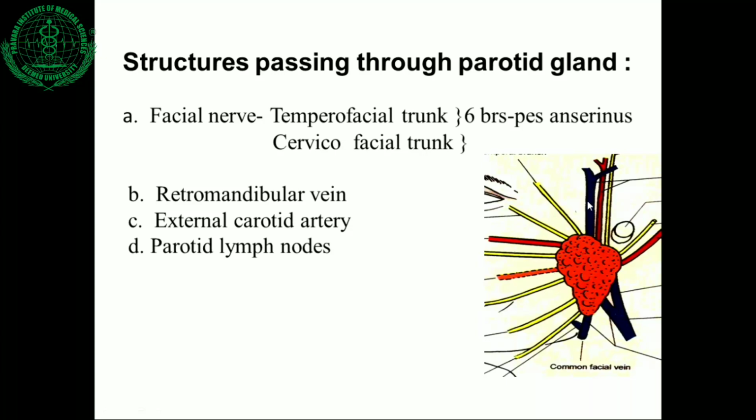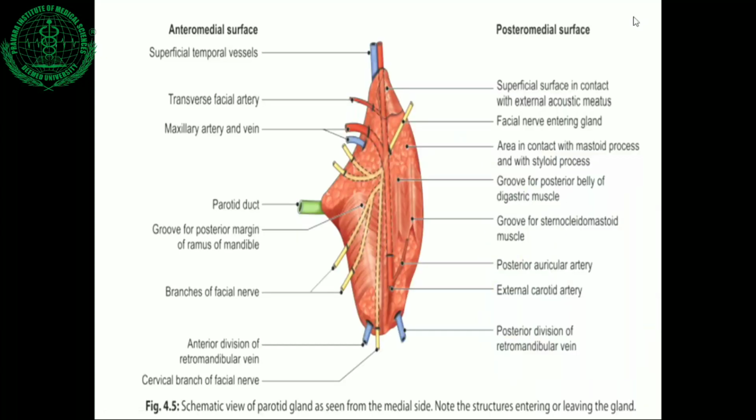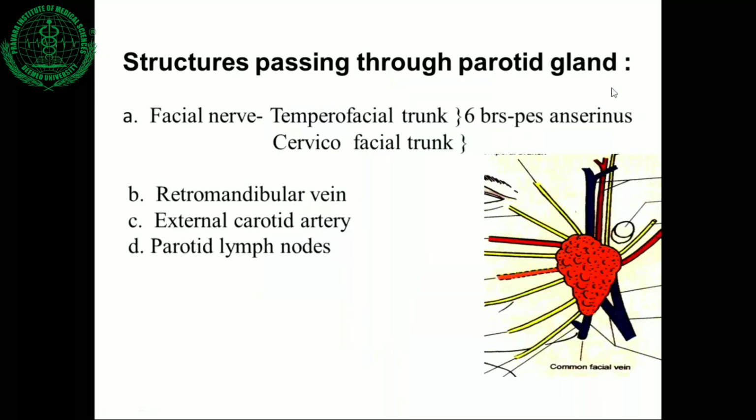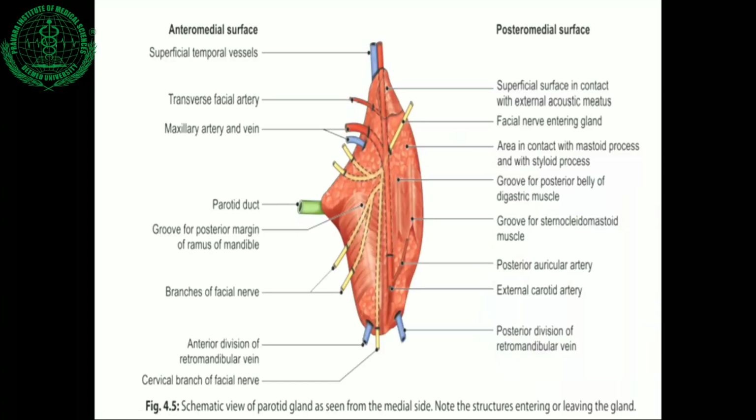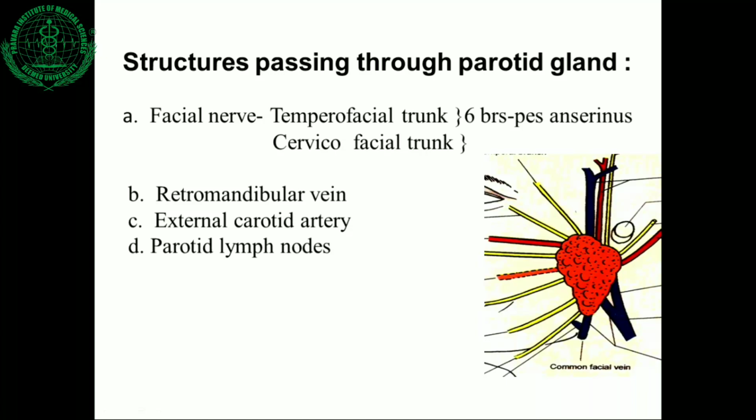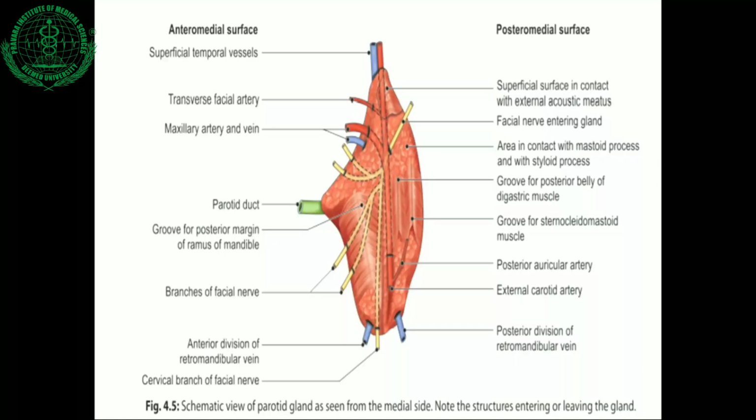The yellow color has been shown for the branches which arise from the facial nerve. The blue color is the retromandibular vein, which lies deep to the parotid gland. Then red color has been shown for the external carotid artery, along with a few of the parotid lymph nodes. These are the different structures which pass deep to the parotid gland.